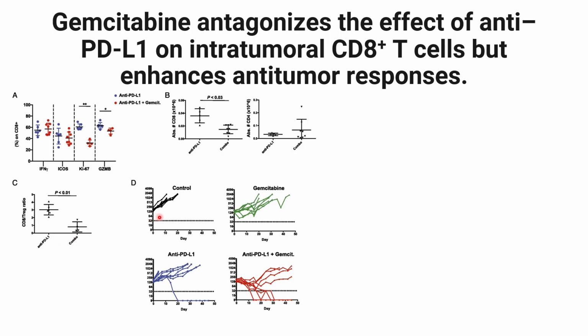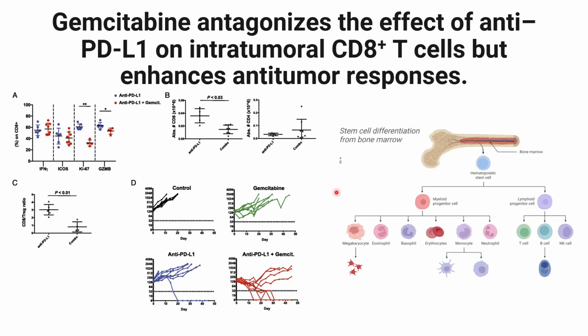However, when they check the results, they see that the combined therapy still reduced the tumor volume compared to gemcitabine, or compared to the single agent immunotherapy. So this made them think that gemcitabine is not only reducing the CD8 plus cells, but it is also reducing some of the immunosuppressors that are present in the tumor microenvironment.